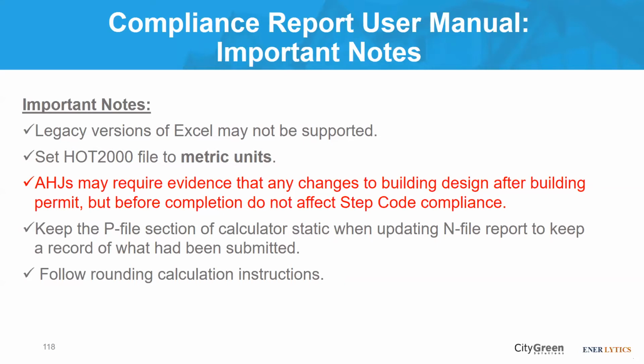Another important element is that you need to keep the P-file section of the calculator static when updating the N-file report to keep a record of what has been submitted. And it's important to follow rounding calculation instructions. Now, many of these rounding calculation instructions have been integrated into the BC Energy Compliance Calculator, but if you're doing any manual calculations or other calculations and are not doing it through HOT2000, there are specific rounding calculation instructions for the BC Energy Step Code.